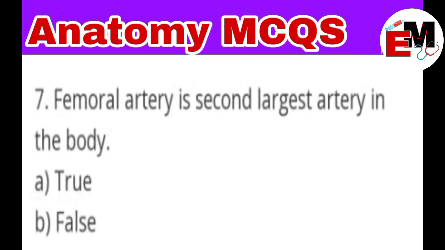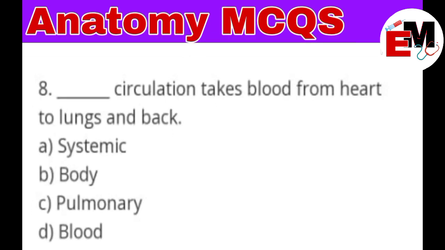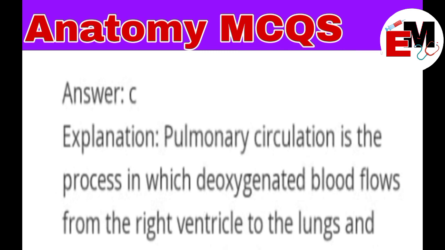Next question: femoral artery is the second largest artery in the body. Option A true and option B false. The correct option is A, because the femoral artery is the second largest artery in the body after the aorta. MCQ number 8. Circulation takes blood from the heart to the lungs and back. Option A systemic, option B body, option C pulmonary, and option D blood. The correct option is C, and the explanation: pulmonary circulation is the process in which deoxygenated blood flows from the right ventricle to the lungs, and after oxygenation the oxygenated blood goes to the left side of the heart, the LA and LV, and then through the aorta blood is supplied to the whole body.